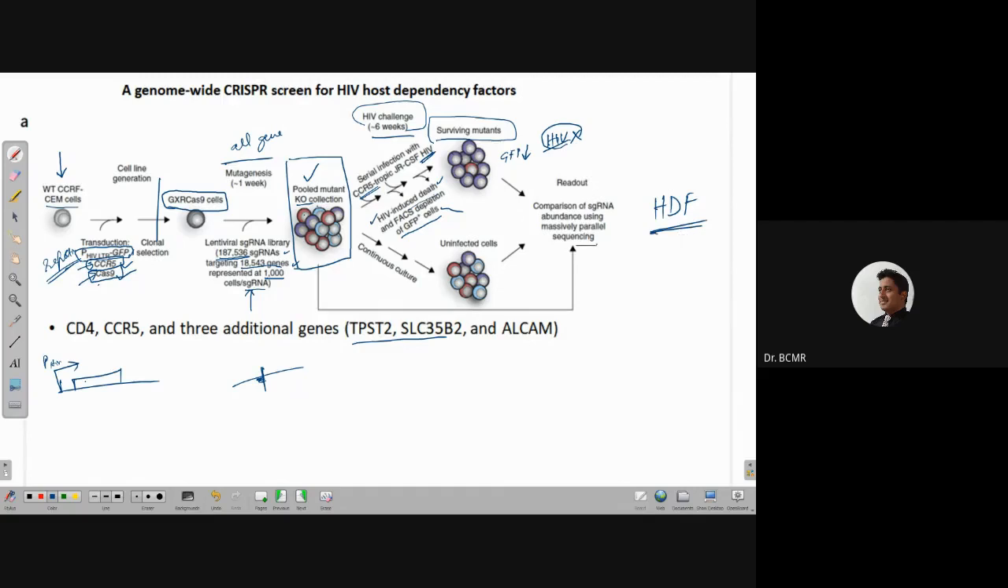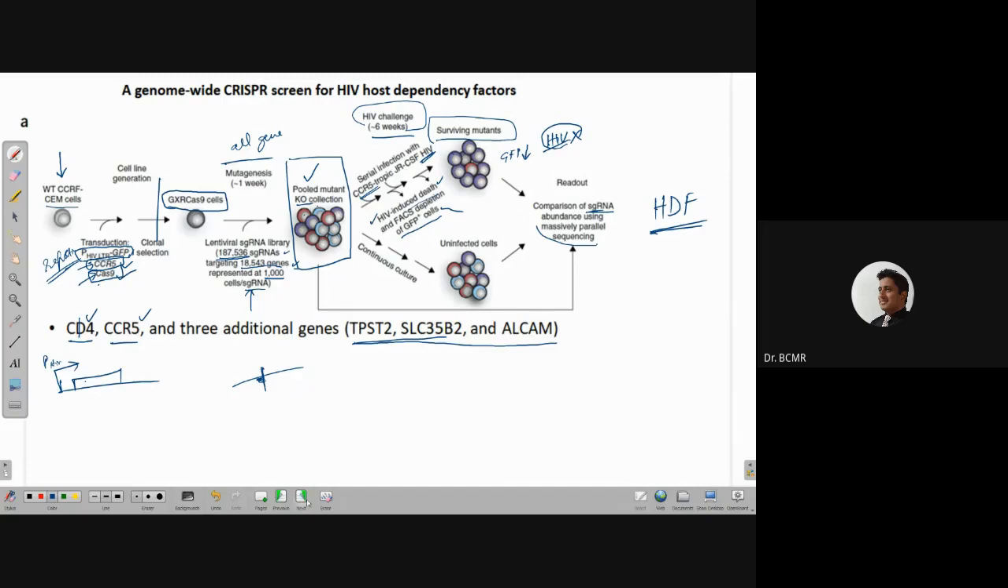Okay. They have of course used sequencing to compare the sgRNA and many other things like that. So as I said, obviously they found CXCR4 and CCR5. If these genes are mutated, what would happen? Then HIV cannot interact with the cell, and thereby gain of entry is prohibited. Three additional genes are also found, and I will briefly discuss them, and then we will end the class.